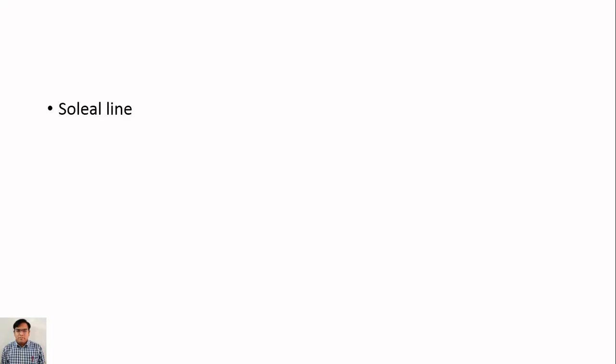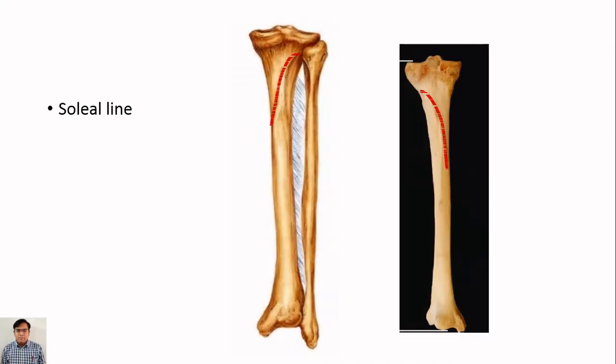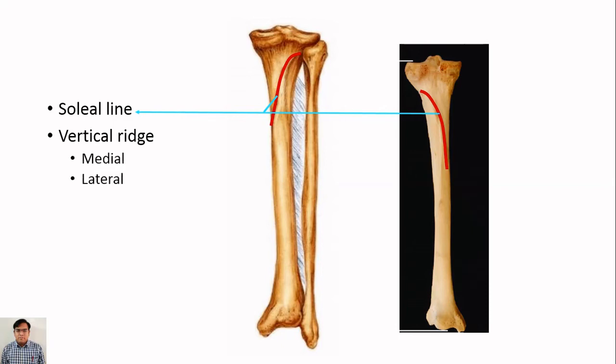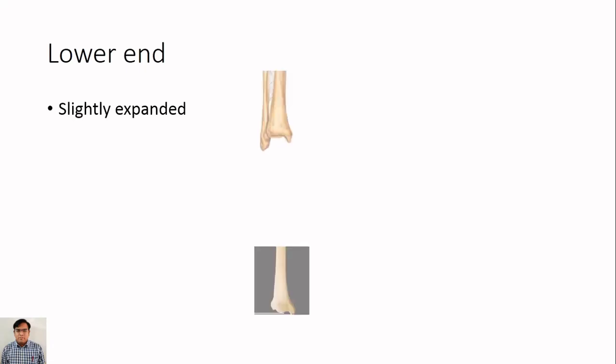Now on the posterior aspect, one prominent line is present known as the soleal line. So this red line is the soleal line, this one. On the posterior surface, below the soleal line there is one vertical ridge which divides the posterior surface into medial and lateral parts. This is the vertical ridge.